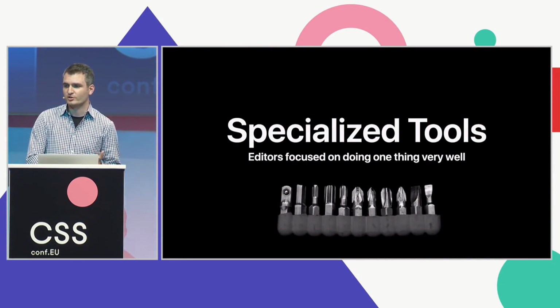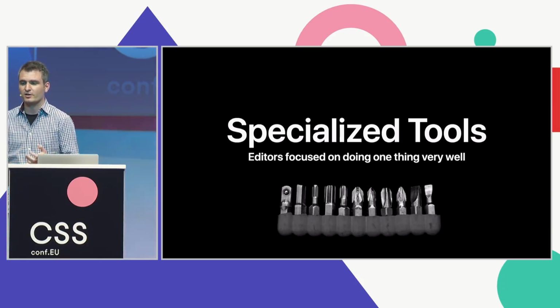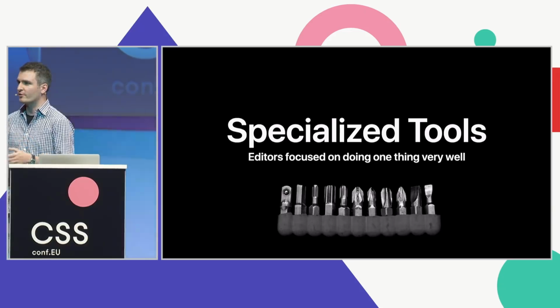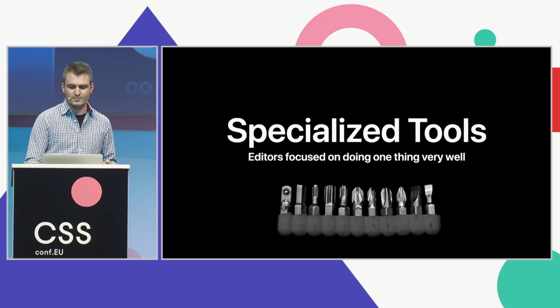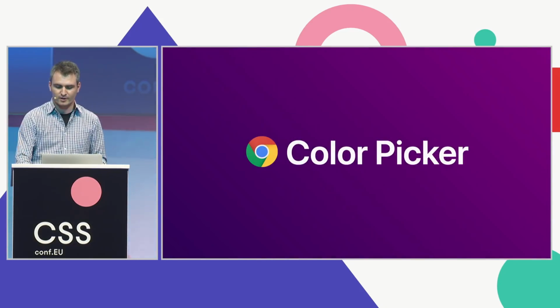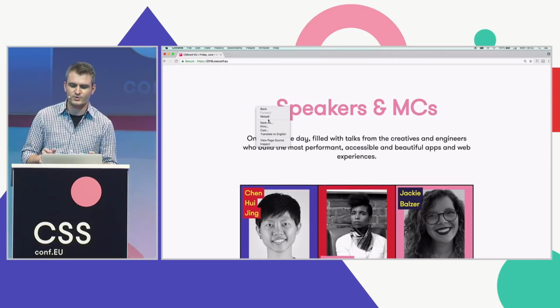Next up, it's specialized tools, and there's a lot to talk about in specialized tools. By this, I mean editors focused on doing one thing and doing it very, very well. Probably the classic example in specialized tools is the color picker. The color picker in Chrome, I'm probably convinced everyone has seen it before.